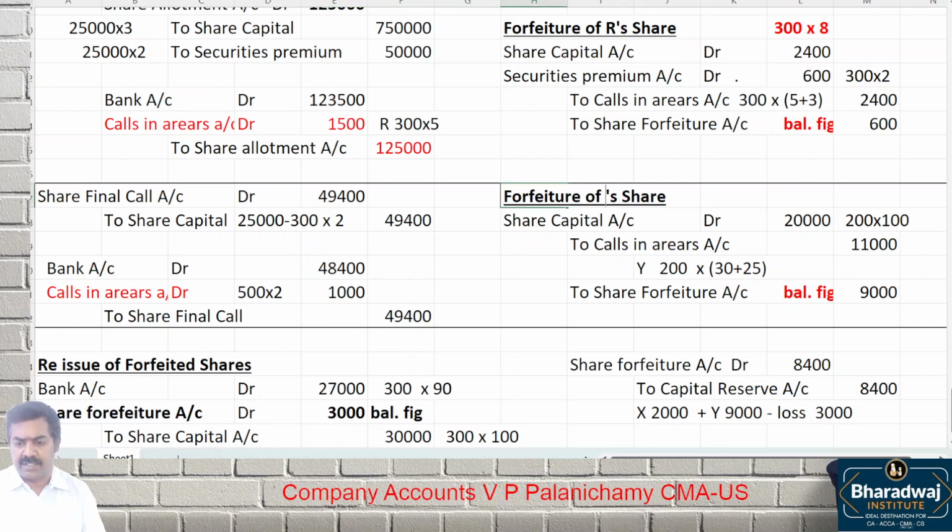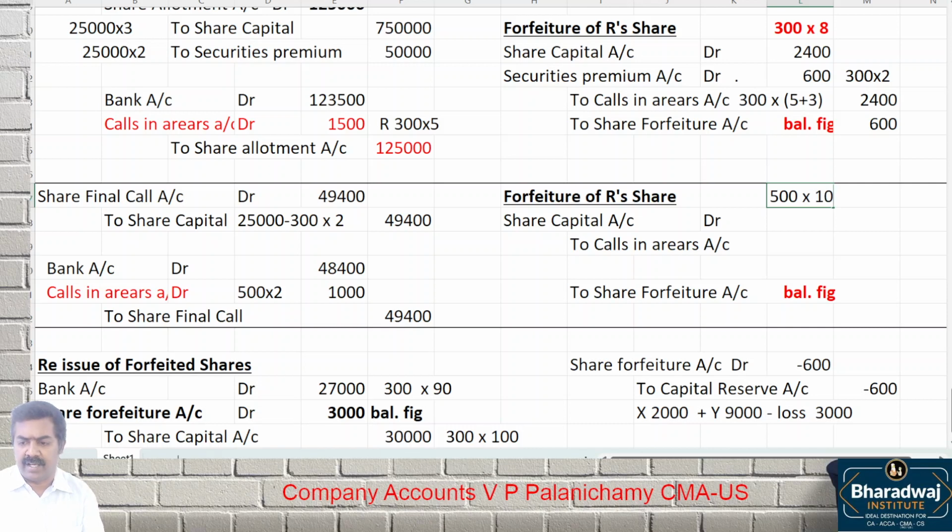Then forfeit of shares. Share capital account debit. R's shares, how many shares? 500 into 10, fully 1,000. 500 into 10, 5,000. Calls in arrears: R's 500 shares, into which money not paid? First call plus final call. Balance will go to share forfeiture.